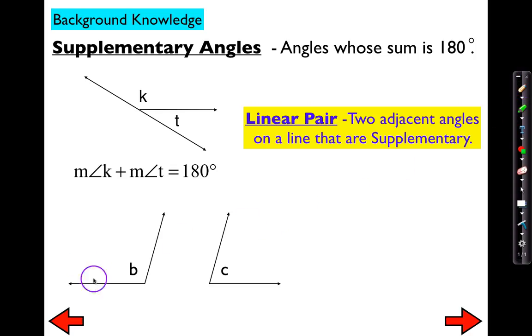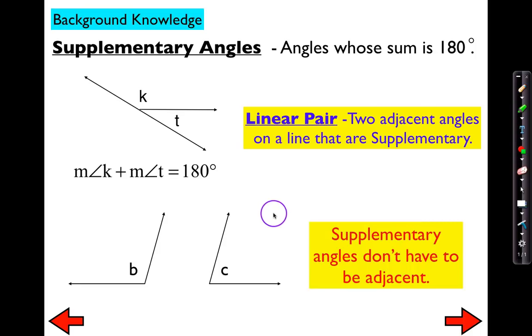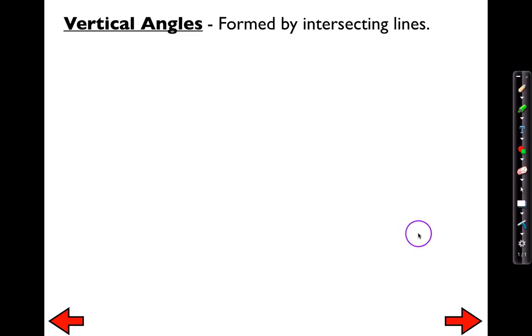Here, I wouldn't consider this a linear pair. They're not adjacent to one another. So please note that this is not a linear pair. But please keep in mind, supplementary angles don't have to be adjacent. As long as they add up to 180, they're considered supplementary. So here, because the measure of angle B plus the measure of angle C adds up to 180, I would call that supplementary.